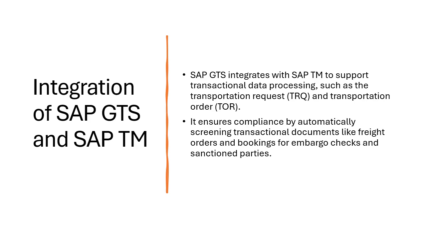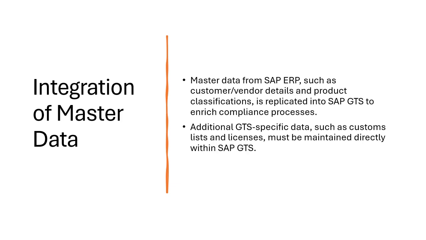SAP GTS integrates with SAP TM to enable compliance checks at various stages of transportation. This integration ensures transportation requests and freight orders comply with trade regulations and manage customs declarations efficiently. And next is integration of the master data. Master data integration between SAP GTS and SAP TM is very important for smooth operation.